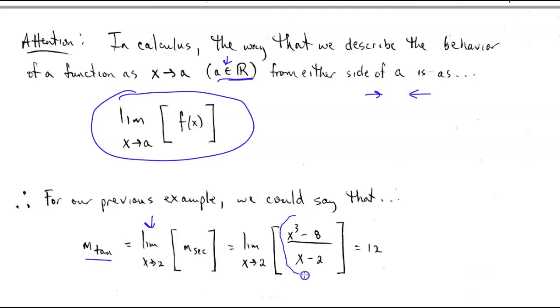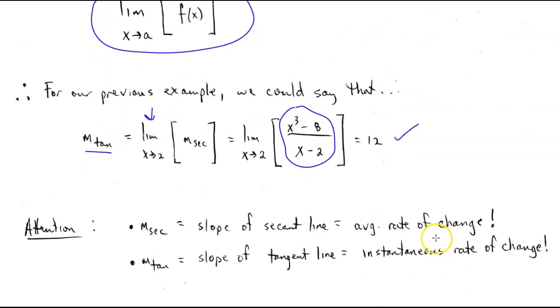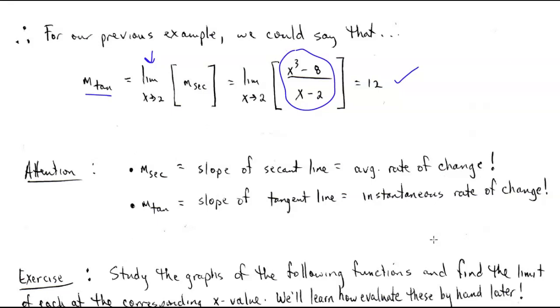And of course, our formula for the slope of the secant line was this, and we saw empirically that it equaled 12. Now, attention, we know that the slope of the secant line, another way that we've called this concept, is just average rate of change, okay? So if I want to know the average rate of change of something from one value to another value, essentially what we're saying is that we want the slope of a secant line.